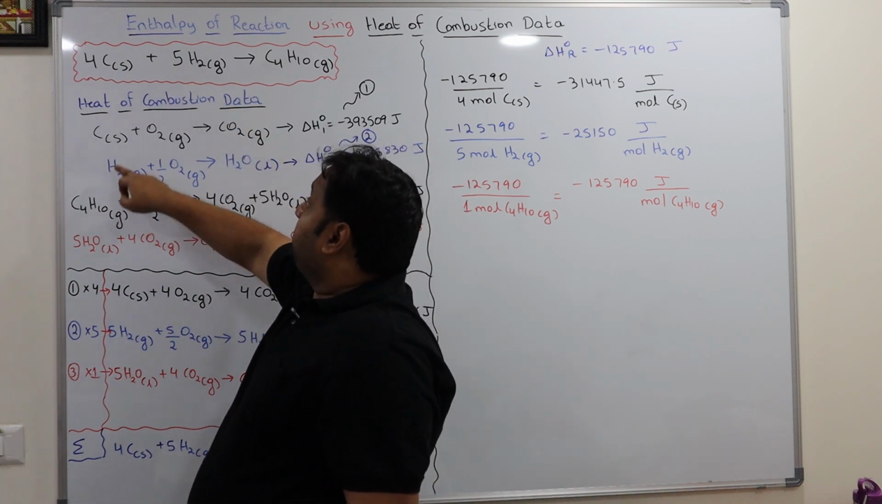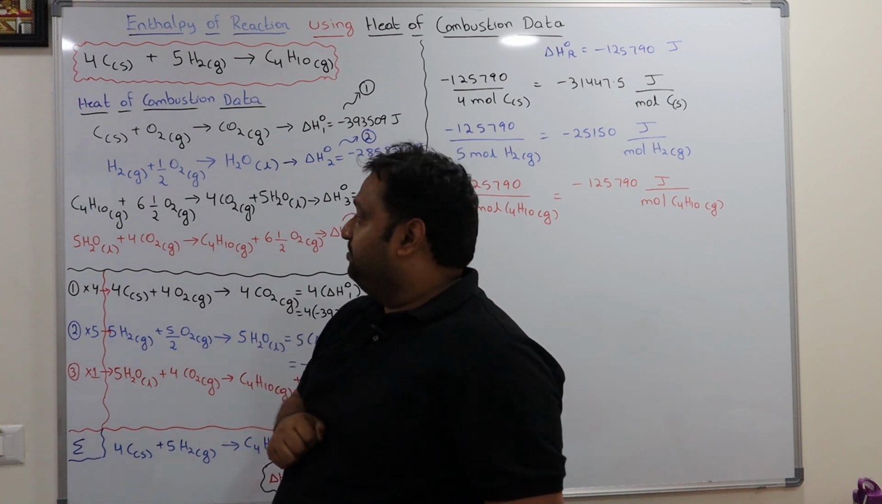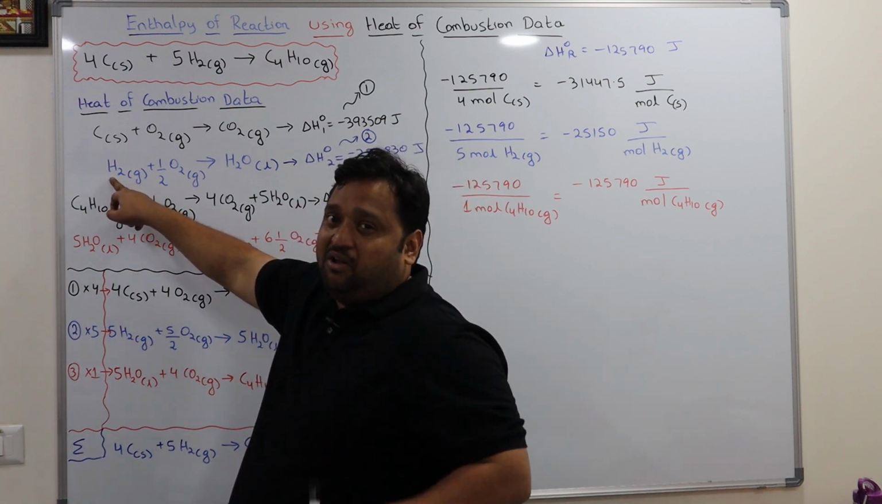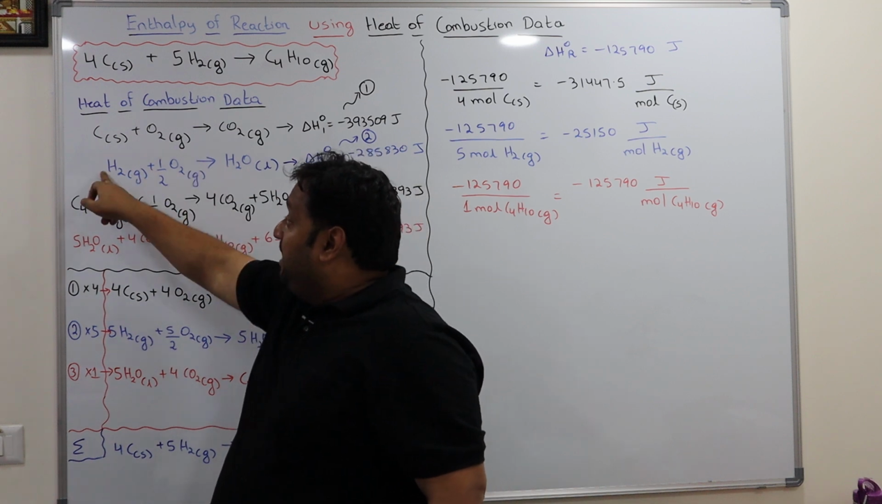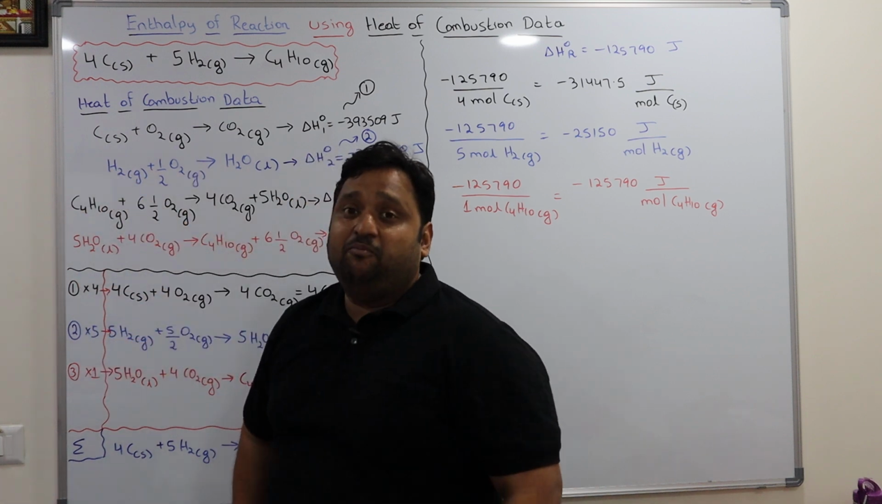In the hydrogen case, in this particular reaction, I need 5 moles of hydrogen. But here there is only 1 mole of hydrogen. So multiply the second reaction by 5 so that I can get 5 moles of hydrogen.